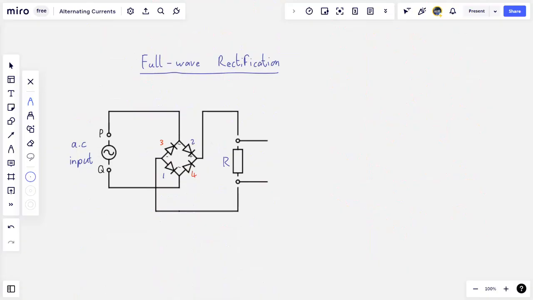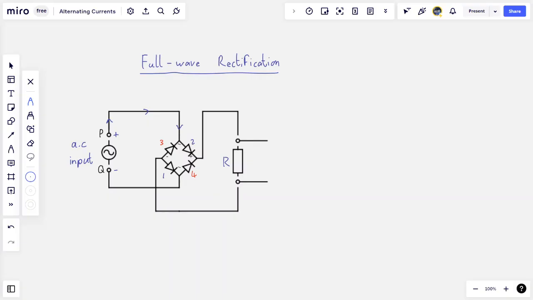Now again, if we remember from previously, the AC input, the terminals flip every so often, right? 50 times per second. Important? Well, let's assume in this case that in the first half cycle, P is positive and Q is negative. So what happens? Current moves through the circuit from positive to negative. The current reaches the bridge. We'll call this the bridge. This is a bridge rectifier.